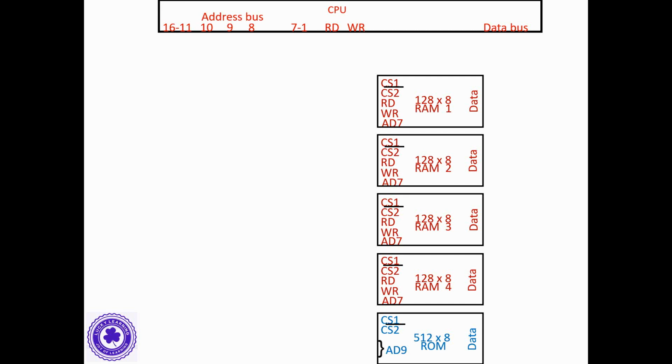Here the CPU has a data bus, a read write control signal, and 1 to 7 bits of address. The 8th and 9th bits of address will be used to select a RAM, and the 10th bit will be used to select either RAM or ROM. Now here I am showing you the CPU connection with a main memory.